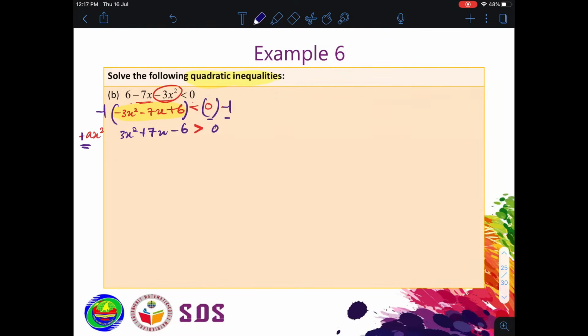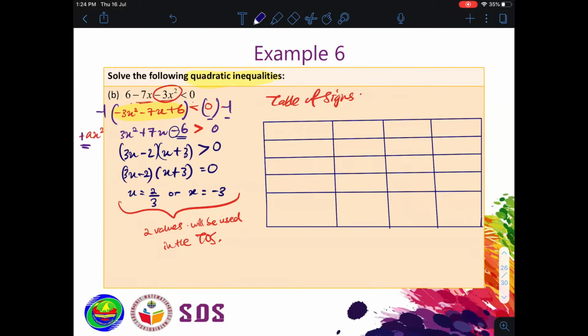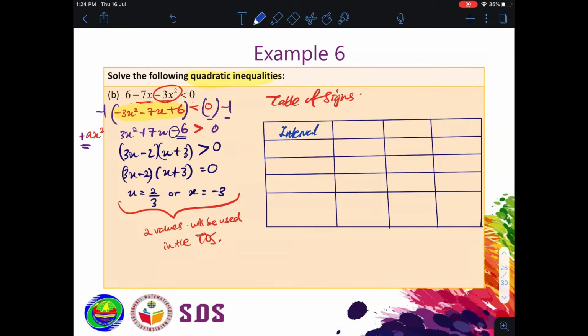Now what we need to do right now is factorization. So you will be using your two values of x. These two values of x will be used in the table of signs. For this table of signs, we're going to have a few intervals. We're going to have a value of x for each interval. We're going to have one of the factors from the quadratic and another one of the factors from the quadratic.